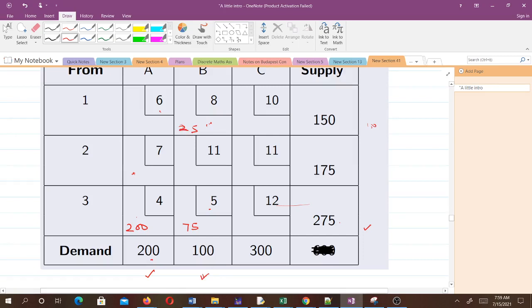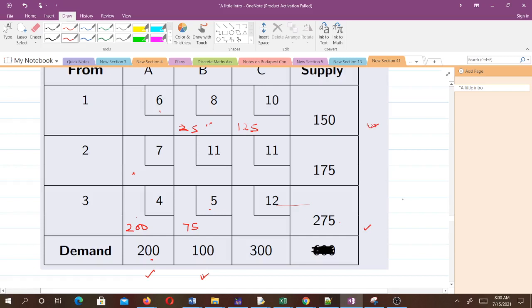So after 8, the next one is what? 10. Alright, and we can supply 150 here, but we've already supplied 25. That means that the remaining is 125, and everything will come here. Right, so here the supply is met.